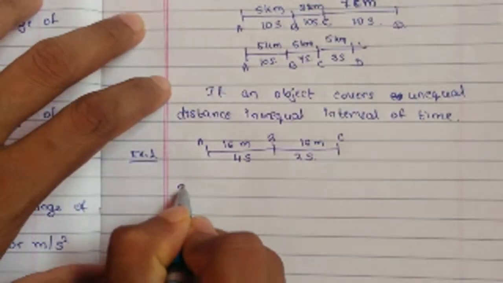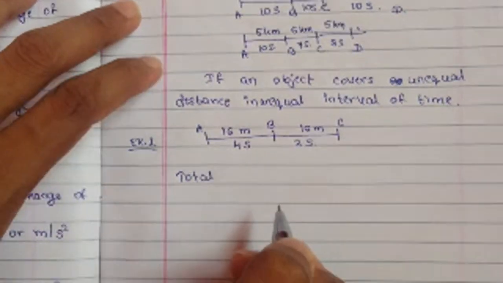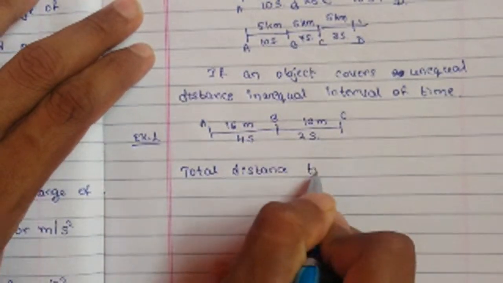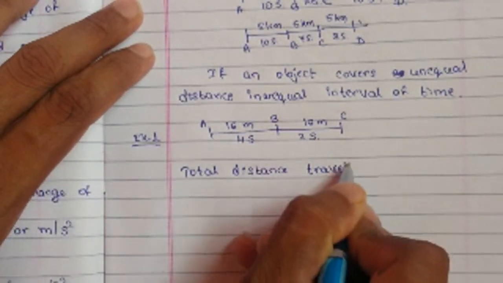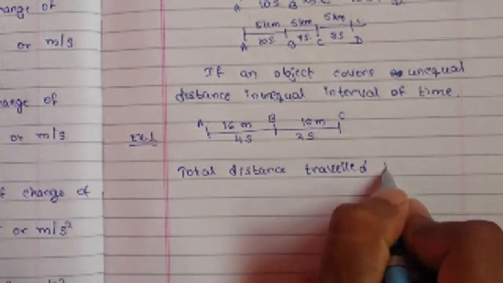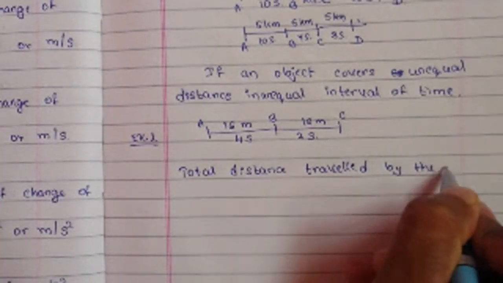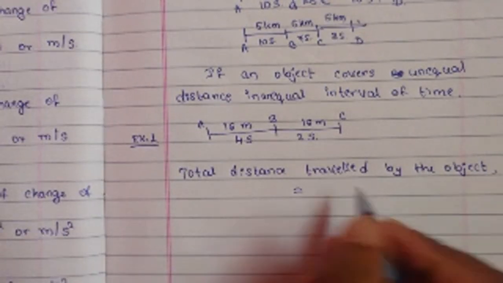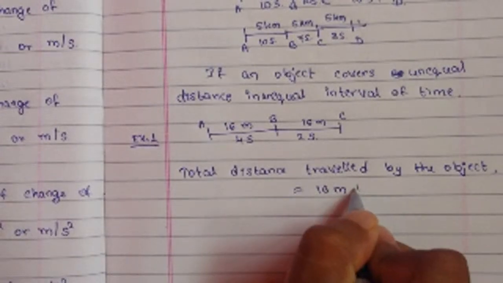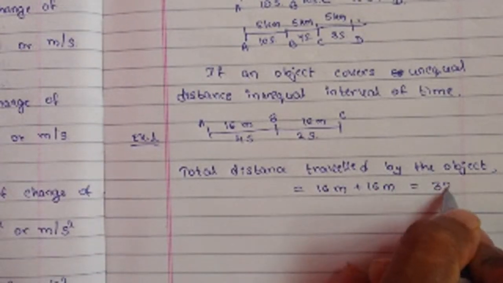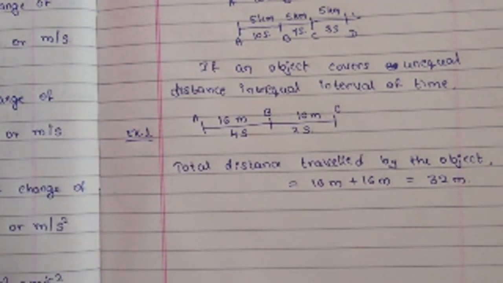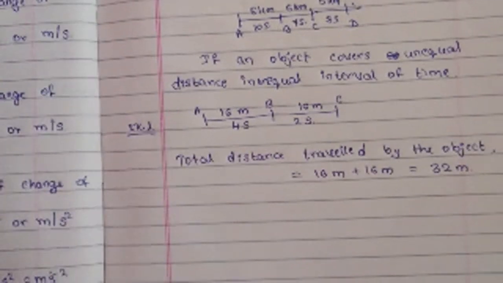First one, total distance traveled by the object. Total distance traveled by the object is equal to 16 meter plus 16 meter, which is equal to 32 meter. The next one, now we have to write the total time taken.